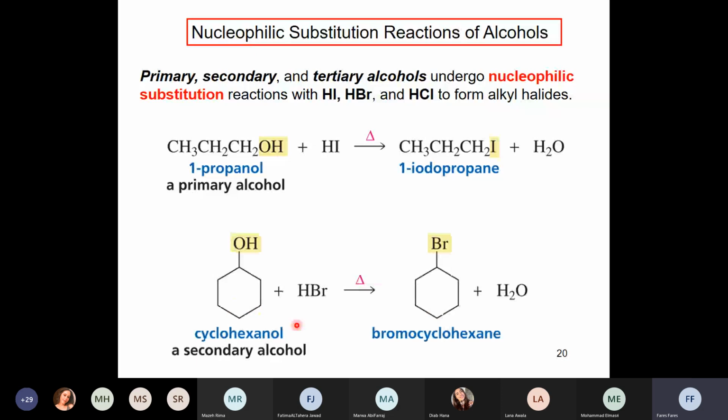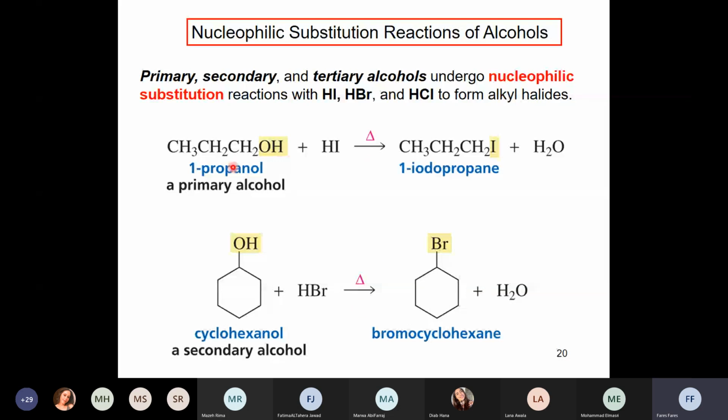Another example, showing a secondary alcohol this time, is cyclohexanol. This time with HBr, the H protonates the OH, so it's an acid-base reaction, and the OH turns into a good leaving group. Then the Br comes and takes the place of the OH, or the H2O, and we get a new product, an alkyl halide. Notice that heat is required with the primary and secondary.